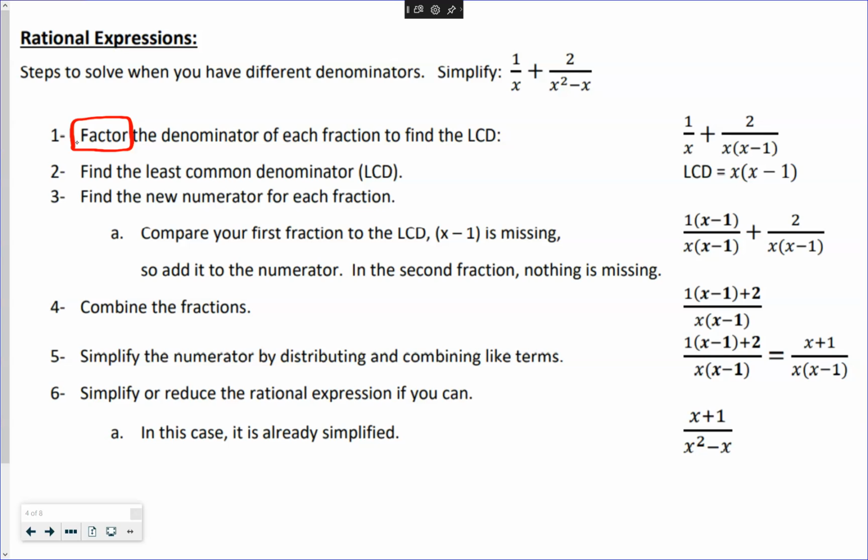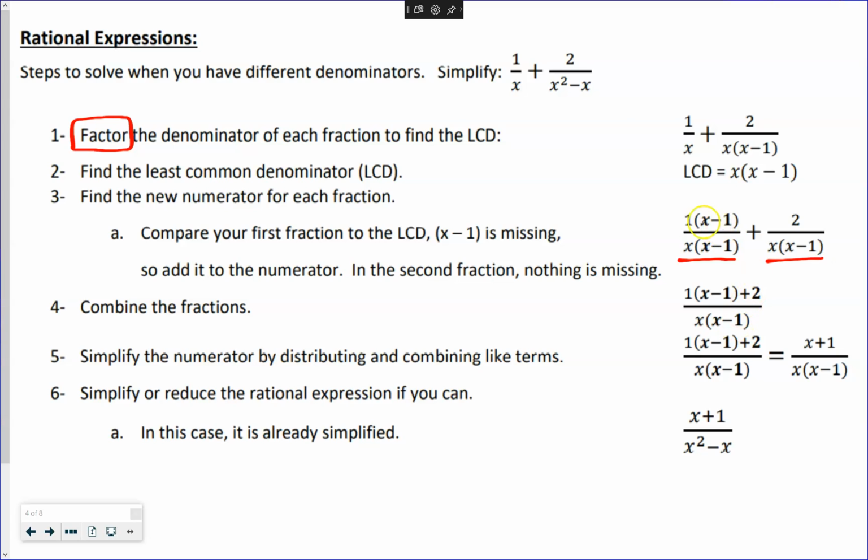Okay, so if I have x and then I have x times x minus 1, well, what are all the separate factors? Well, they both have an x, so that's one of them. And then they now both need to have an x minus 1. So I multiply with what's missing. My first fraction has the factor of x, but it doesn't have the factor of x minus 1. So I have to multiply this whole piece by x minus 1. And now, because I brought that in, they're both the same thing.